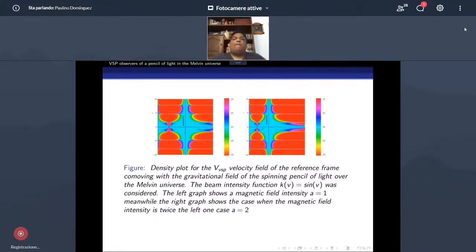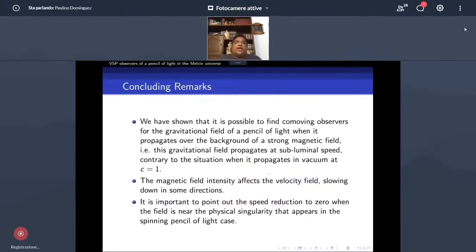Okay, so concluding remarks. We have shown that it is possible to find moving observers with the magnetized pencil of light. Okay, so the pencil of light alone propagates at the speed of light, but if we magnetize this pencil of light, we can have subluminal propagation. And another thing is that the magnetic field intensity affects the velocity. If we increase the magnetic field intensity, we have a deviation of the velocity field. And it is important that the reduction to zero is near the physical singularity only. This is not happening with the coordinate singularity case, okay?